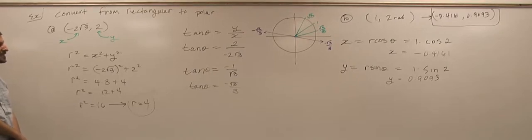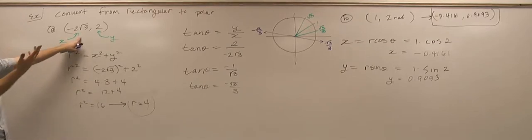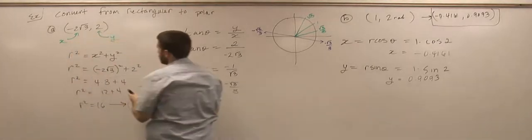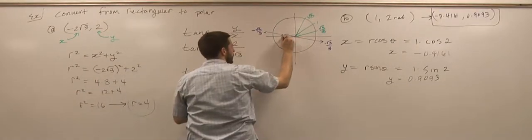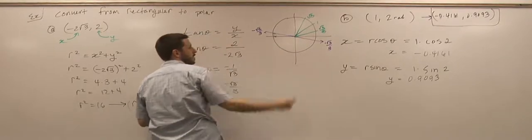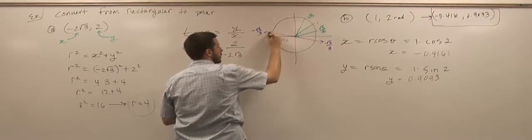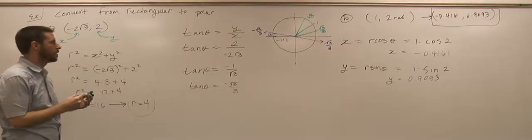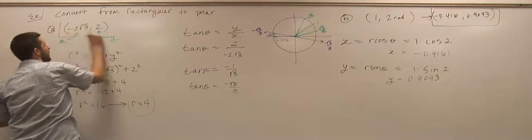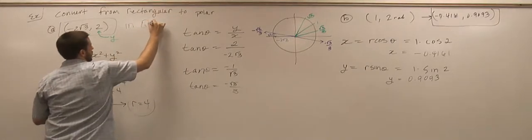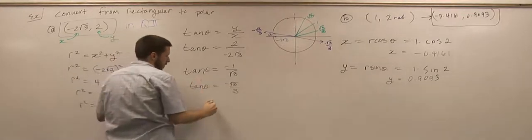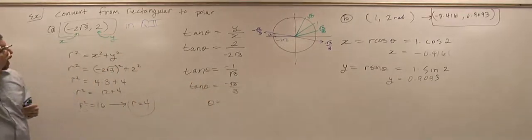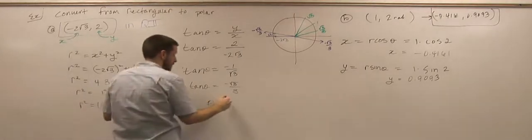Second? Why second? Because x is negative, y is positive. From your original point, you know x has to be negative, y has to be positive. So you have to go this way and then this way. Negative 2 root 3, root 3. The point must be in quadrant 2. Which means my answer for theta here would be 5 pi over 6.